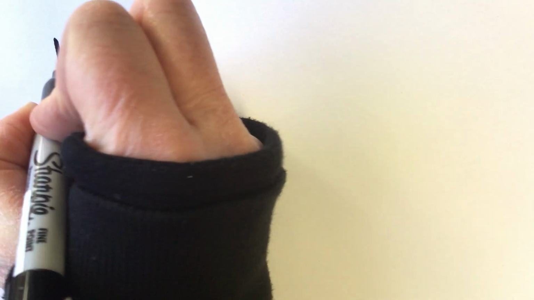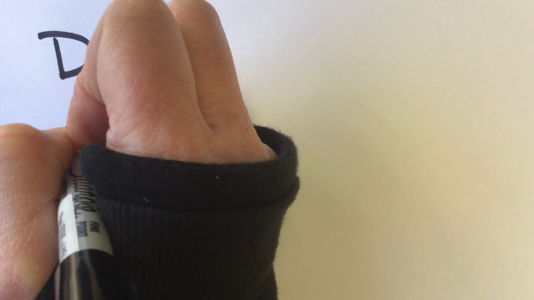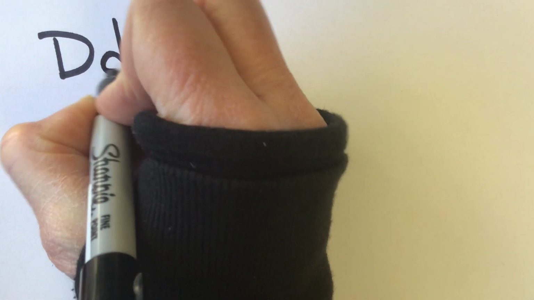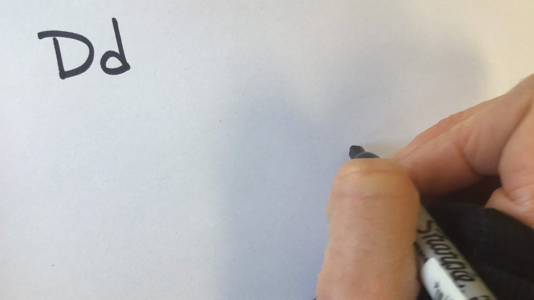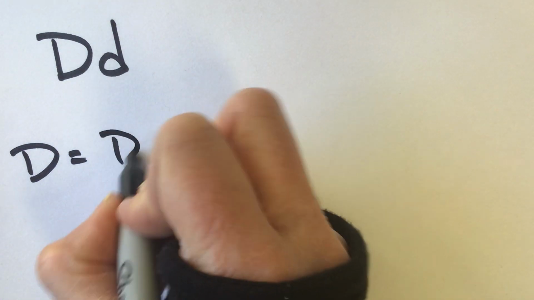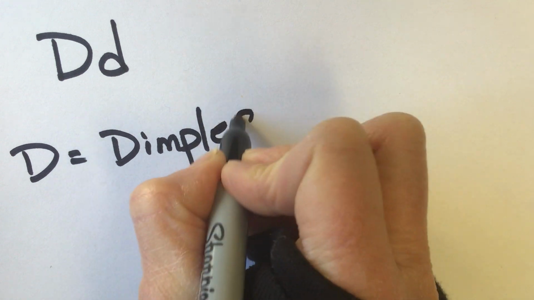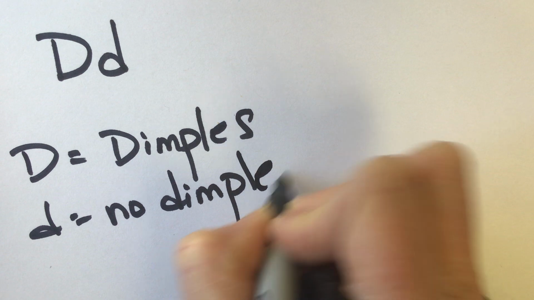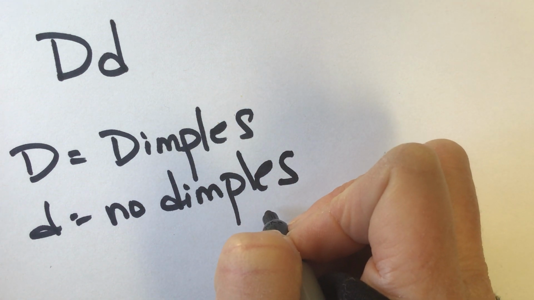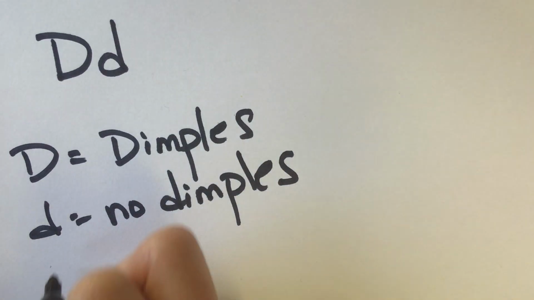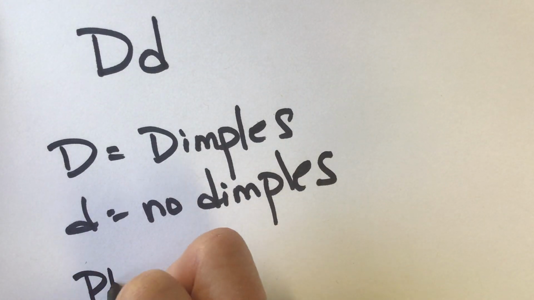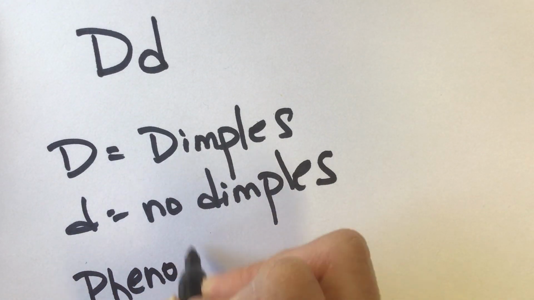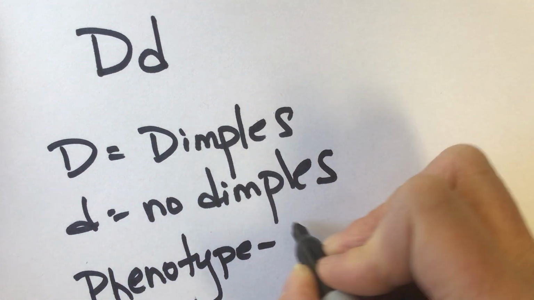Now suppose a child inherited a dominant allele, capital D for dimples, from her mother, and a recessive allele for no dimples from her father. Okay, so it tells us in that trait that capital D equals dimples and small d equals no dimples. What would be the phenotype? Again, the phenotype is what are we physically going to see. So the phenotype is what trait will we see.